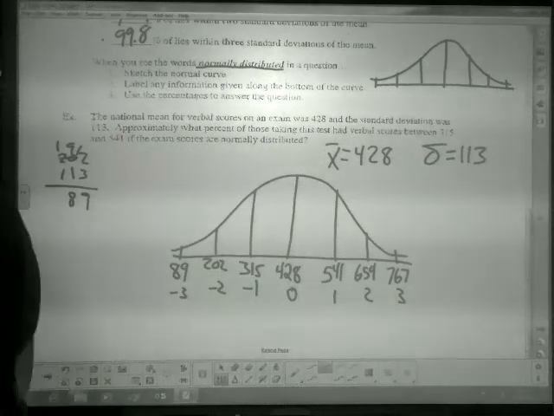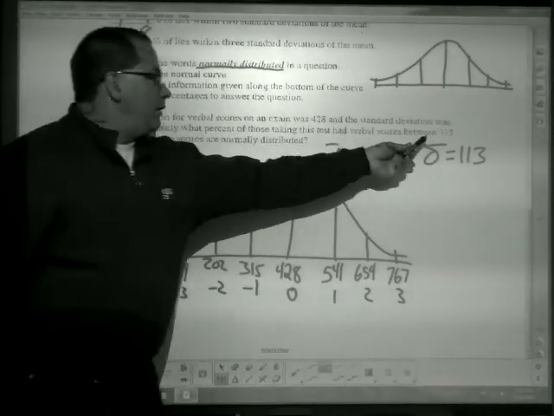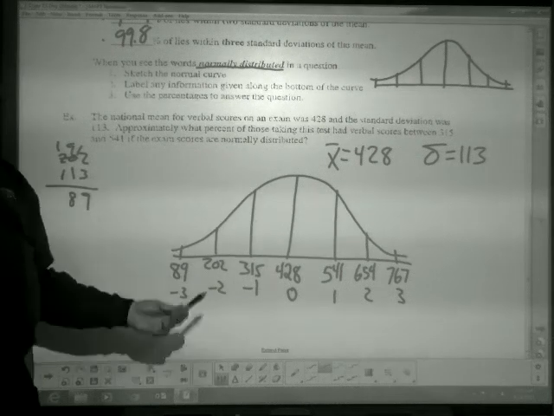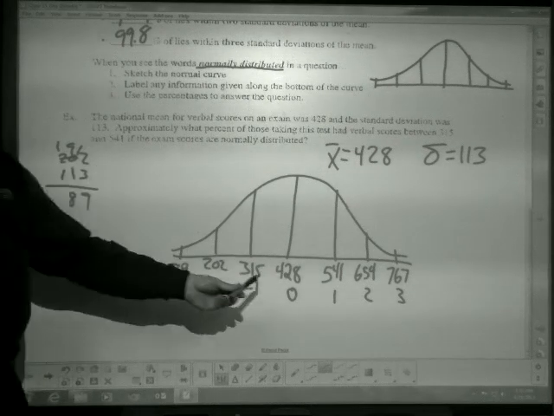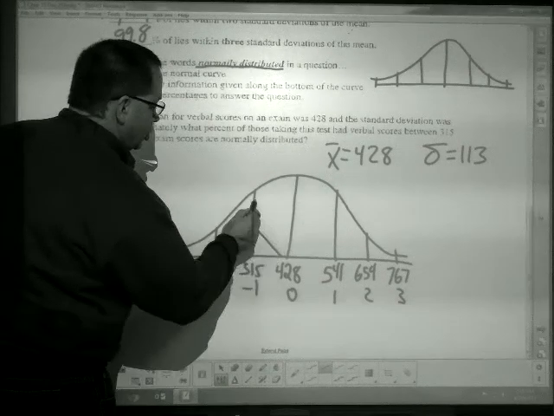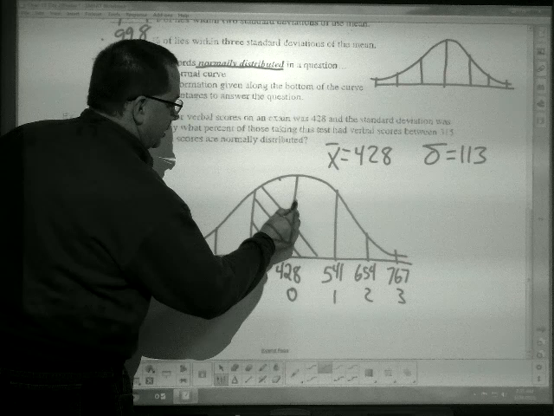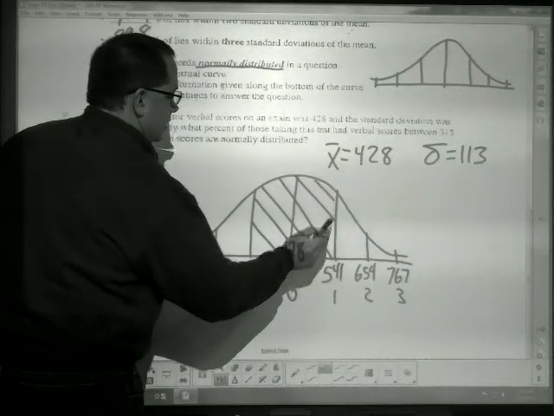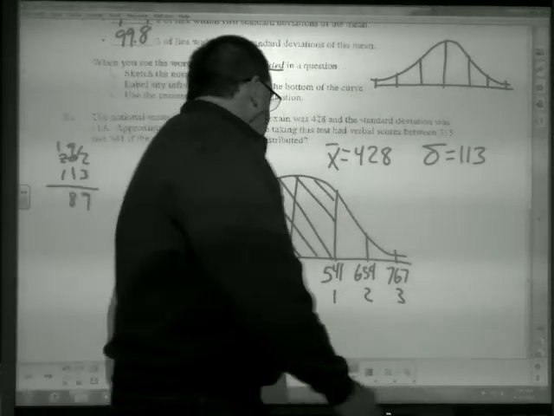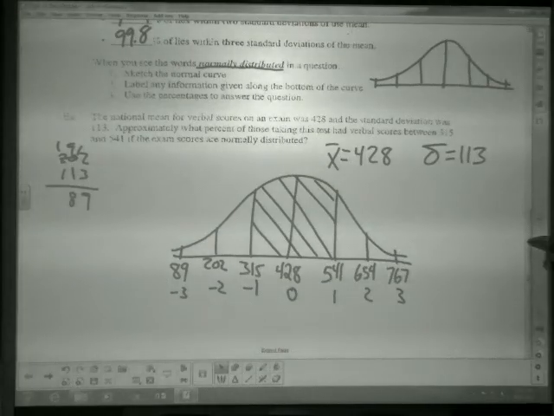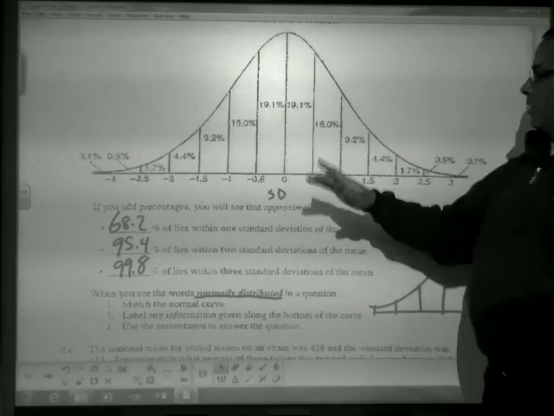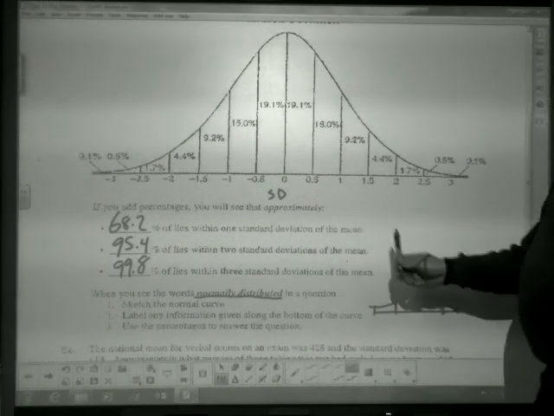I label my deviations. So 315, that's at -1 standard deviations. All the way up to 541, that's at +1 standard deviations. So I'm going to shade the region that I'm talking about, which is from -1 to +1. And now I use my chart. You will get this chart when you take your test. Any test or any assessment you take, you'll get this chart. So I'm going to go from -1 to +1.